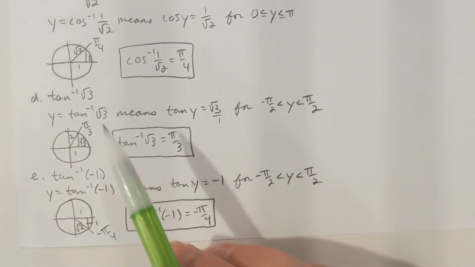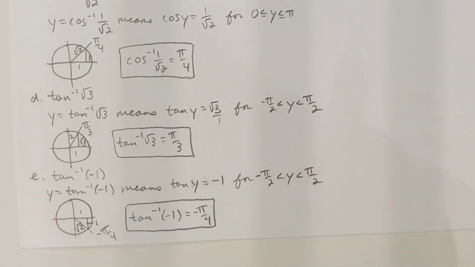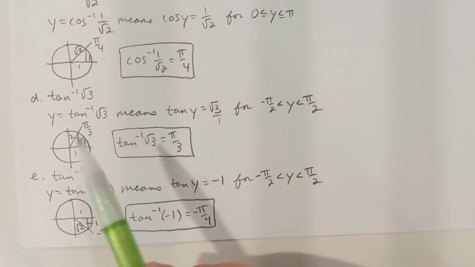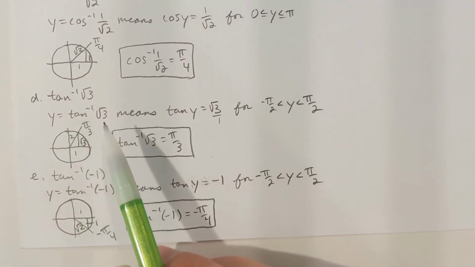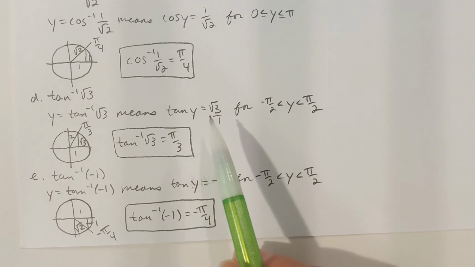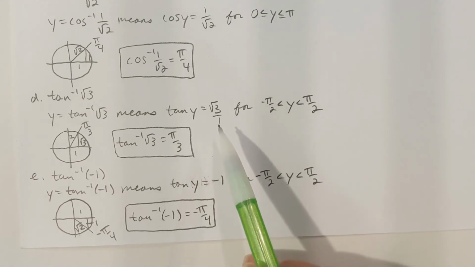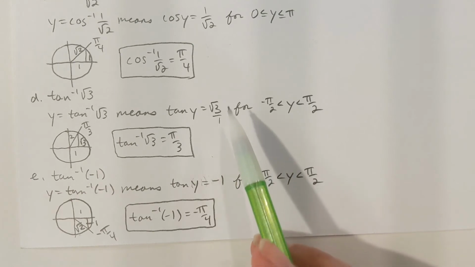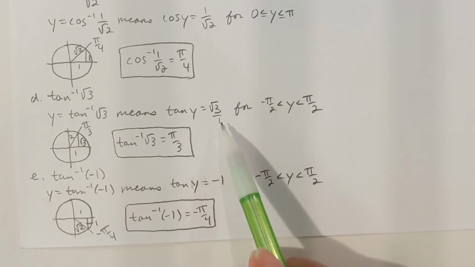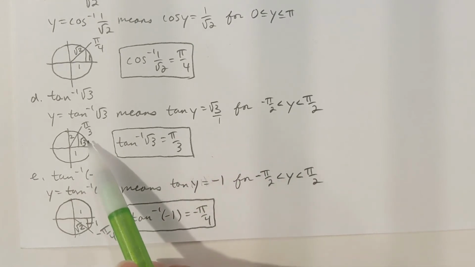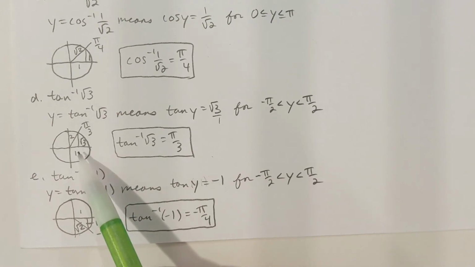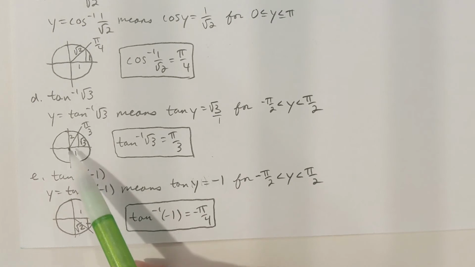Okay, here's another one. Tangent inverse of root 3. We'll call that y. y equals tangent inverse of root 3 means that tangent of y is equal to root 3. You'd want to look at this as root 3 over 1, since tangent of an angle is opposite over adjacent. Okay, the opposite side is root 3, the adjacent side is 1, and you're going to be in quadrant 1. The hypotenuse is 2.